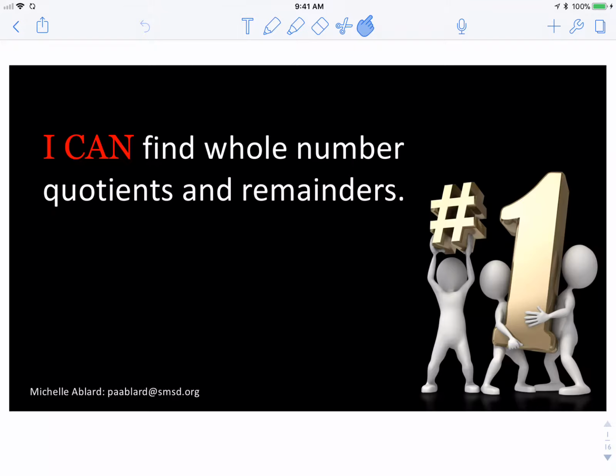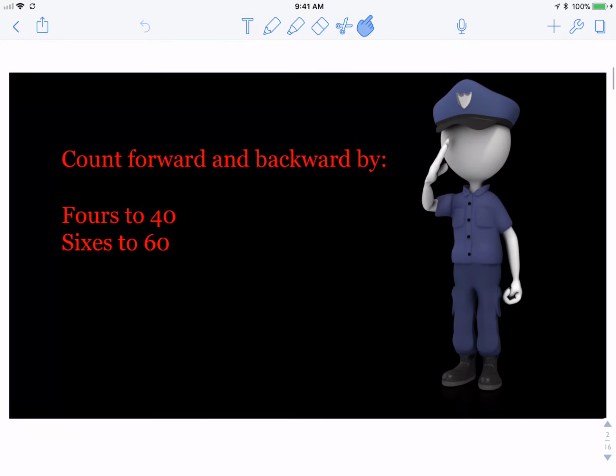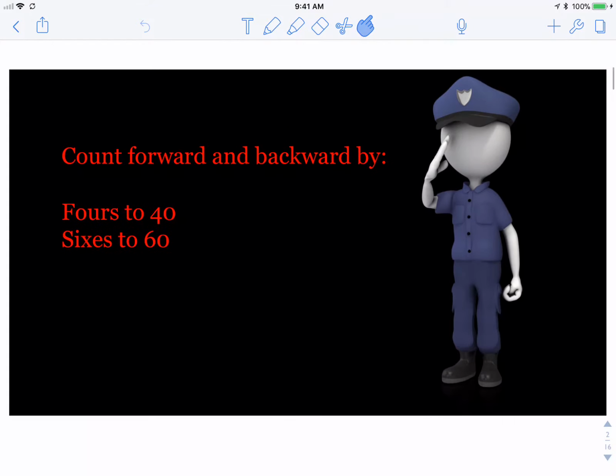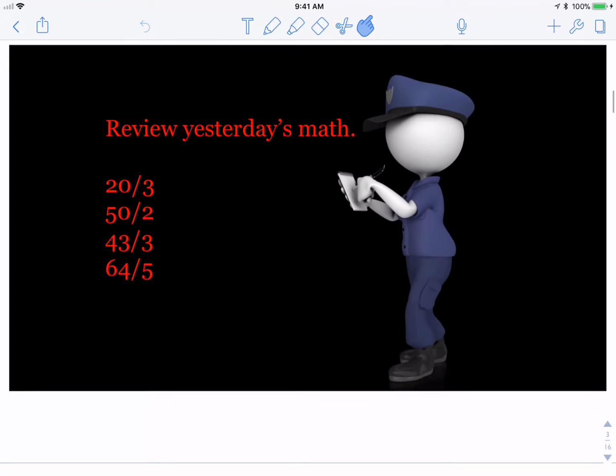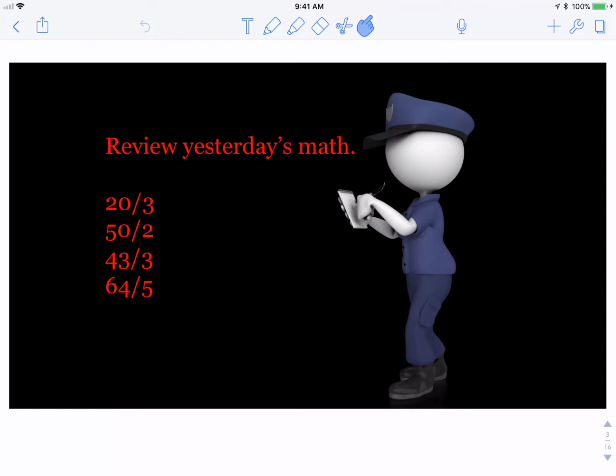I can find whole number quotients and remainders. Count forward and backward by 4s to 40 and 6s to 60. So go ahead and pause and count. Okay, review yesterday's math. Solve those problems.